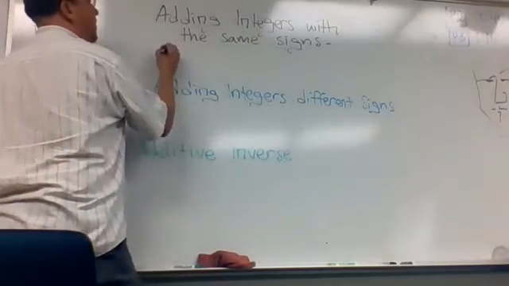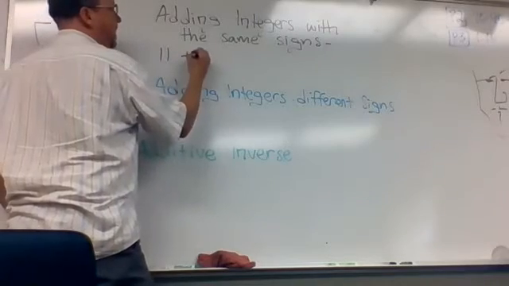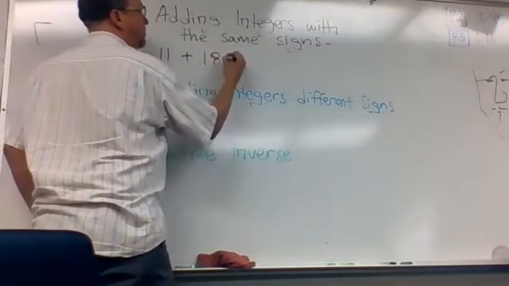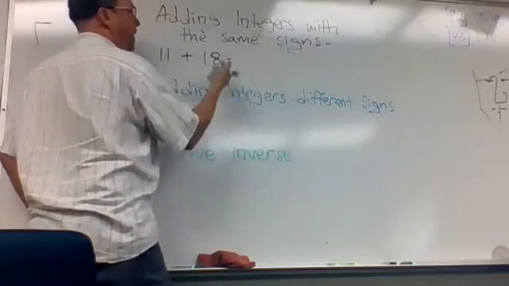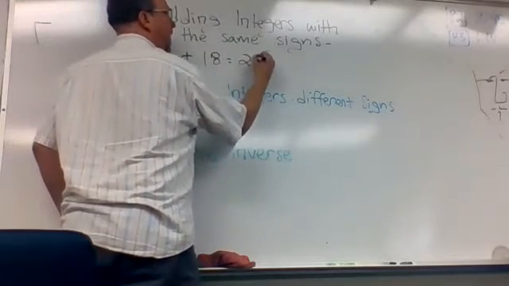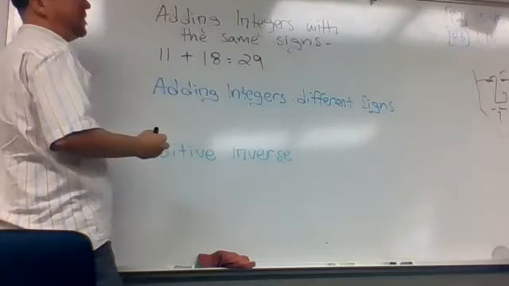So for example, if you had 11 plus 18, I mean, this is just common math, but they're two positive integers, that's the point. So the sum is going to be positive.